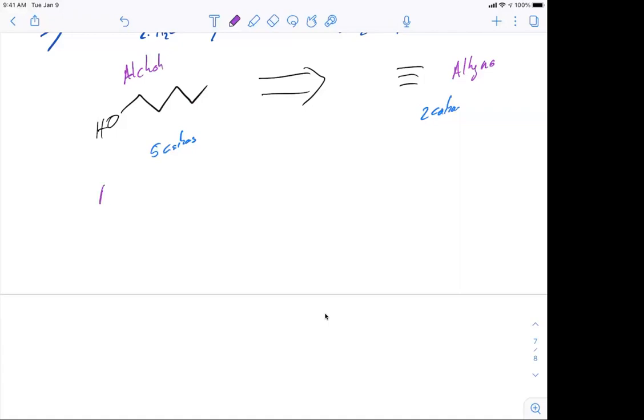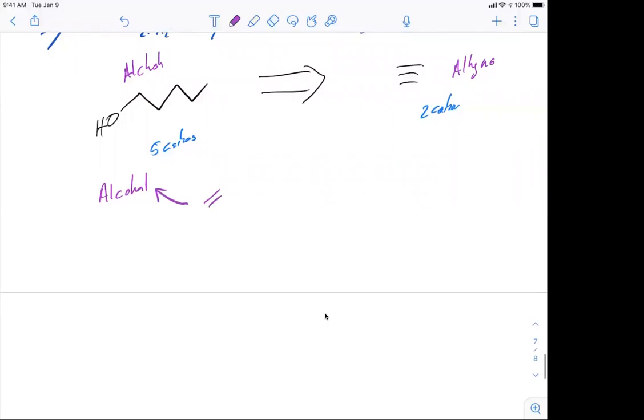Okay, can we go from an alkyne to an alcohol directly? The answer to that is no, but we can get an alcohol from an alkene, right? And we can get an alkene from an alkyne.